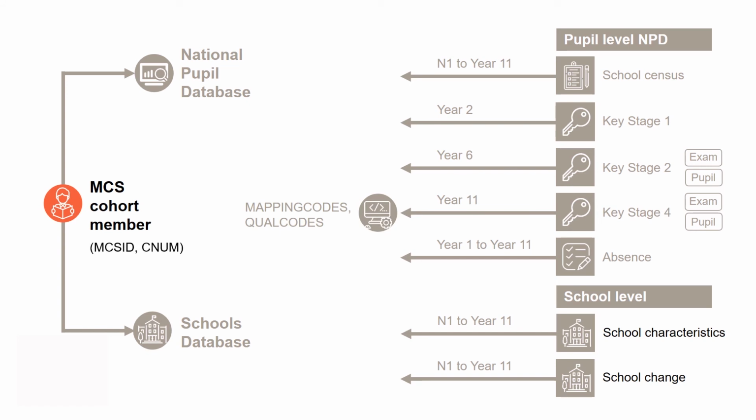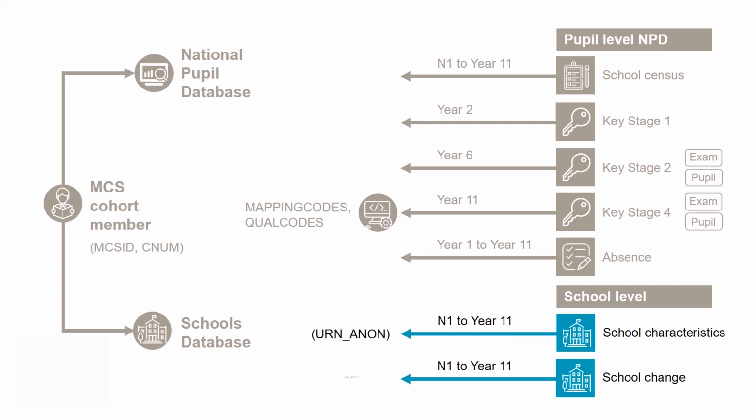Individual MCS cohort members are identified by the variables MCS ID and CNUM. MCS ID is the anonymised family or household identifier, and CNUM is the number of the cohort member within a family. Some families may have more than one cohort member, that is, they may be twins or triplets in the family, in which case CNUM would be 2 or 3. All datasets are structured on cohort member level and should be merged on MCS ID and CNUM.